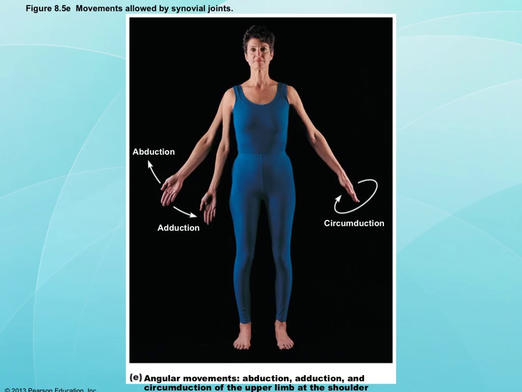If the limbs move away from the body or move towards the body on the frontal plane, we call them abduction, which means to take away. That's abduction. And if it's take it back, that is adduction. And sometimes the body may move in a circle, and we call that a circumduction.